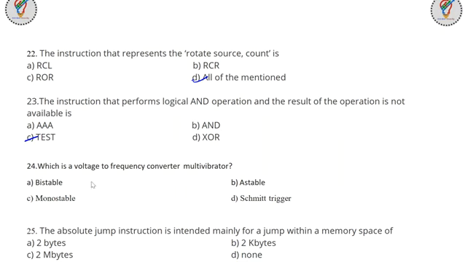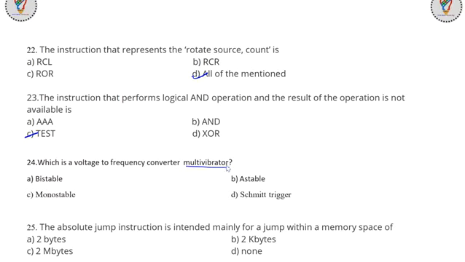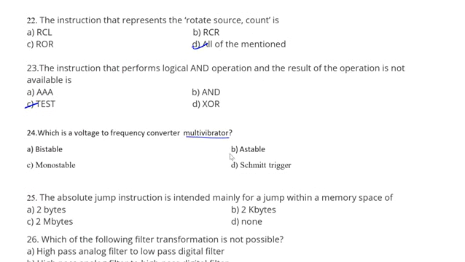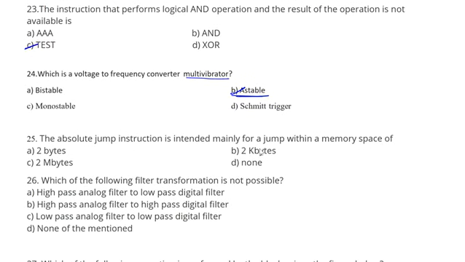Next one, which of the following is a voltage to frequency converter multivibrator? So here it is nothing but astable multivibrator. So answer is B here. Next one, the absolute jump instruction is intended mainly for a jump within a memory space of. Yes, the answer is 2 kilobytes here.